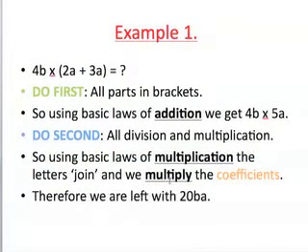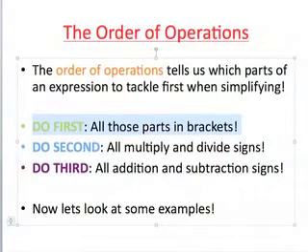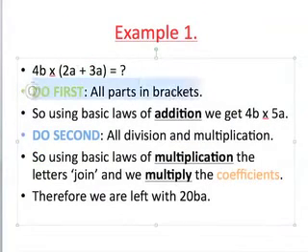Here we have example 1. We have 4b times (2a plus 3a). Okay, so the question is, what order should we tackle this expression if we want to simplify it? Well, let's look at our order of operations. Do first all those parts in brackets. So in brackets here we have 2a plus 3a.